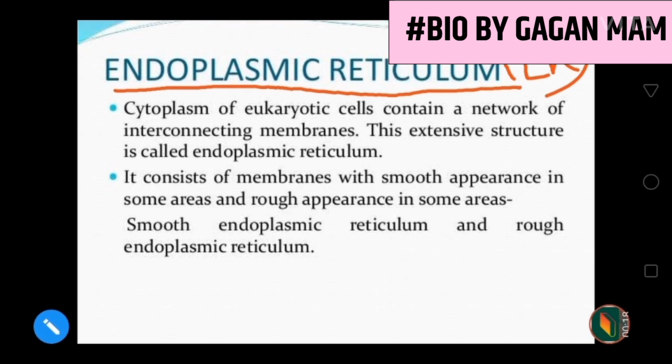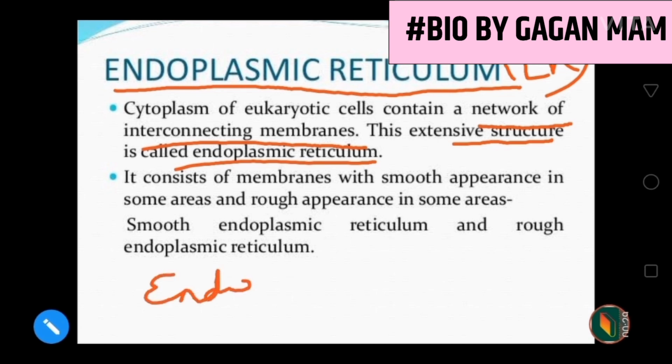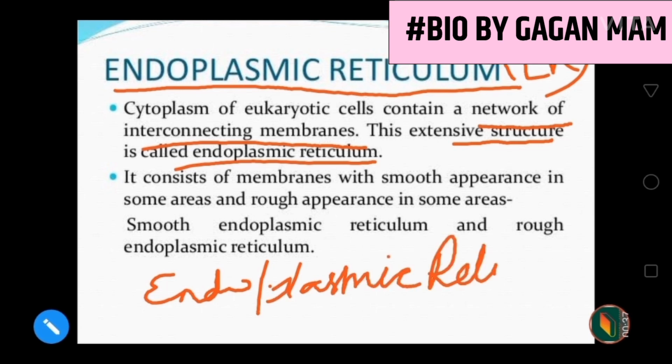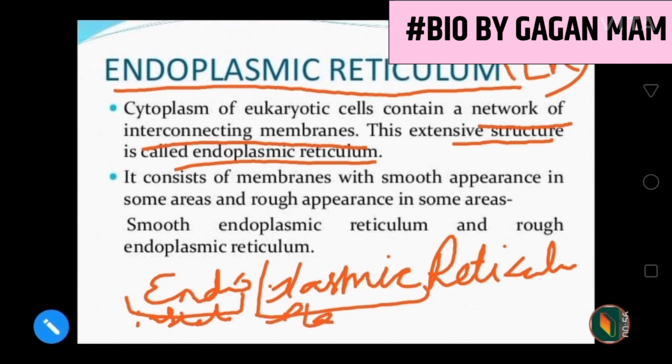Cytoplasm of eukaryotic cells contains a network of interconnecting membranes. This extensive structure is called endoplasmic reticulum. As its name suggests, endoplasmic reticulum: endo means inside, plasmic related to plasma or cytoplasm, and reticulum means network. So basically it's a network of interconnecting membranes.